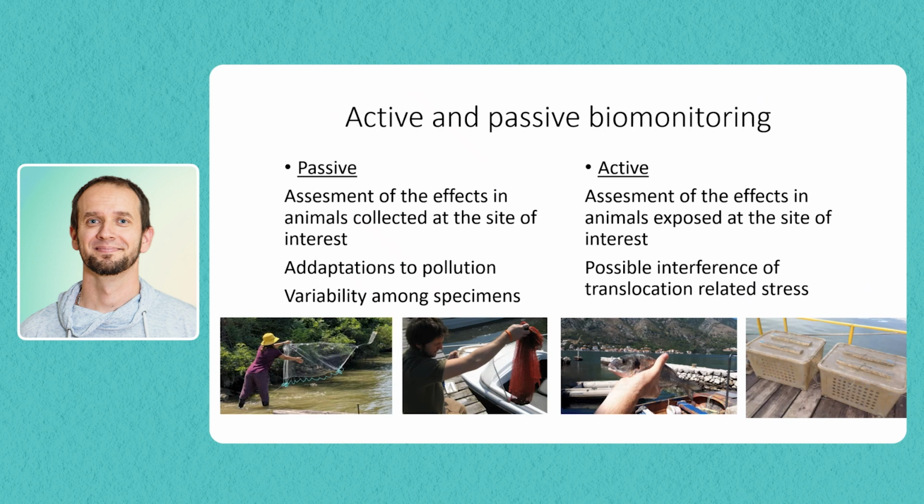And when you're doing an active biomonitoring approach, you are actually exposing animals from some sort of controlled populations at the site of interest, which is basically putting, for instance, fish in these kinds of cages or mussels in these net cages, and then you expose them at the site where you're interested in whether genotoxic potential can be detected. Here, again, there are pros and cons. For instance, there is possible interference of translocation-related stress when you are exposing these animals to new sites.